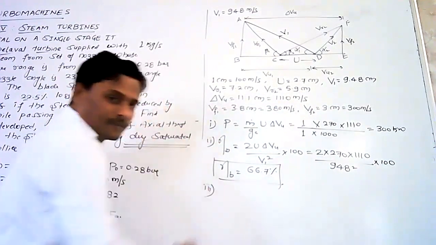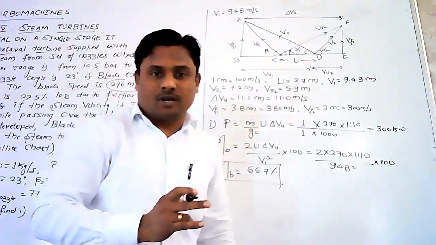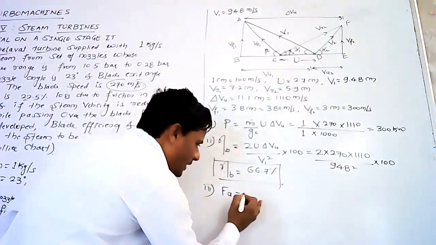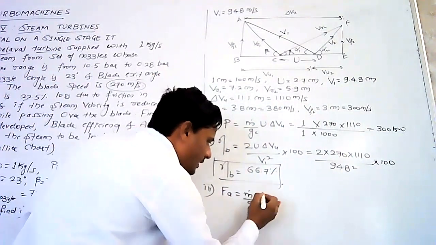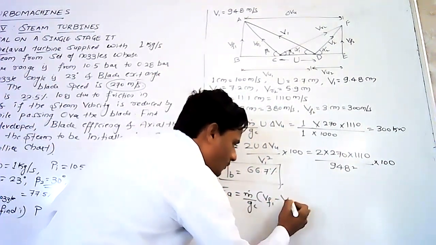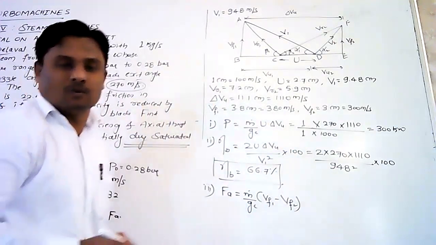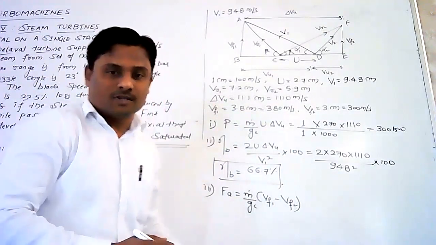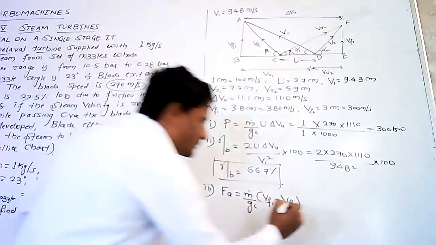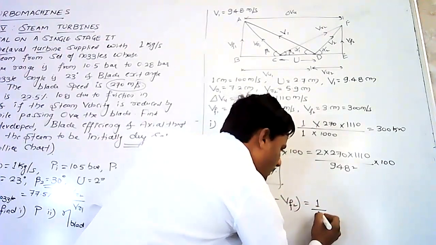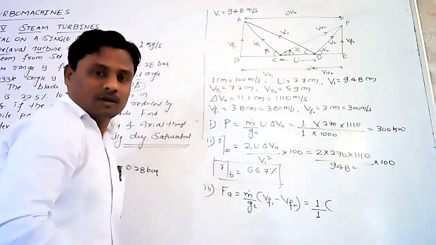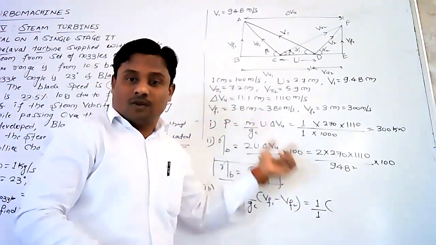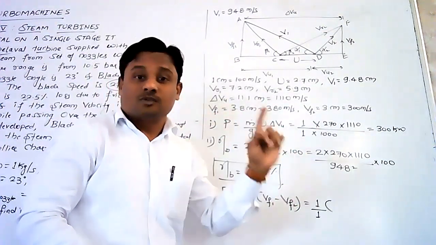Now the third bit is axial thrust. The formula for axial thrust is Fa equals m dot by Gc into Vf1 minus Vf2. Remember, guys, the axial thrust formula is m dot divided by Gc into Vf1 minus Vf2. Substitute all the values: the mass is 1, the Gc value is 1. And while substituting the values of velocity in formulas, do substitute in terms of meter per second.